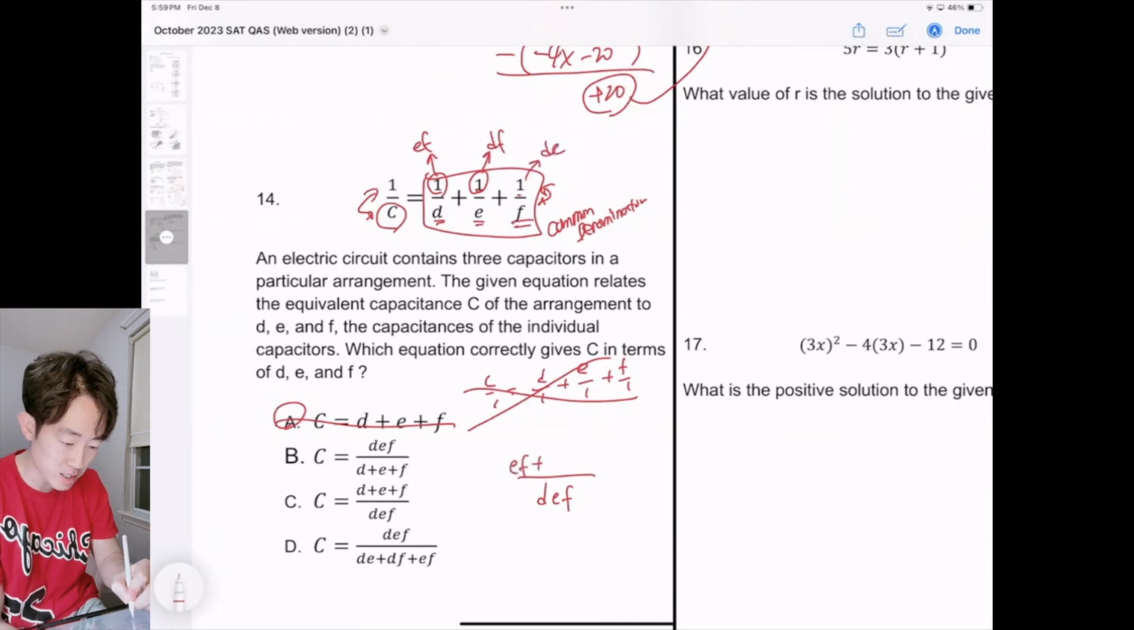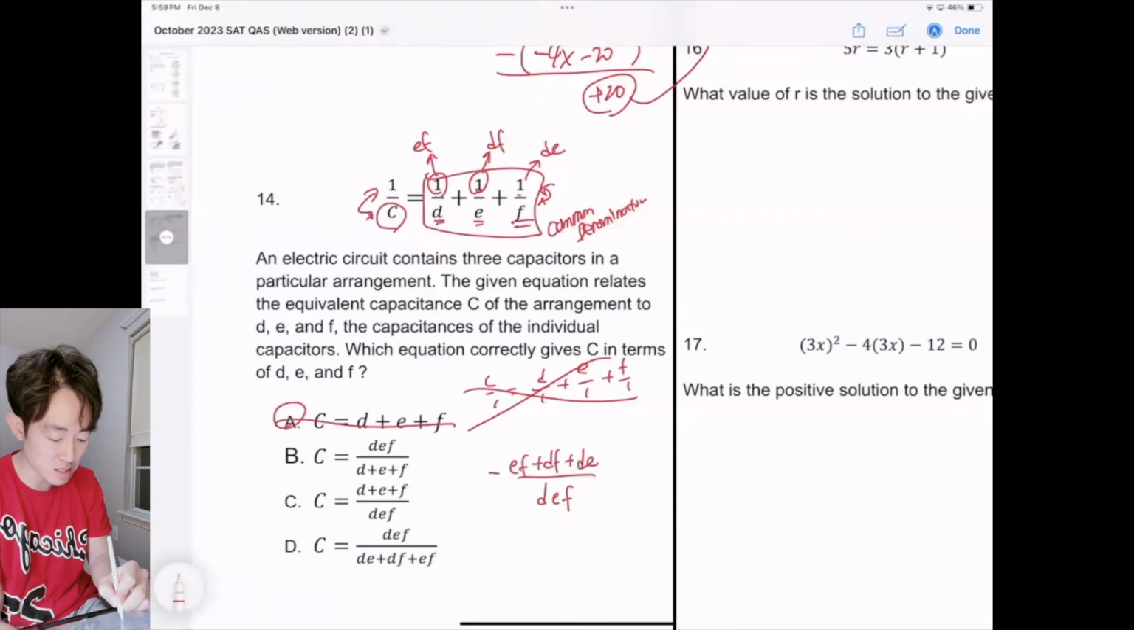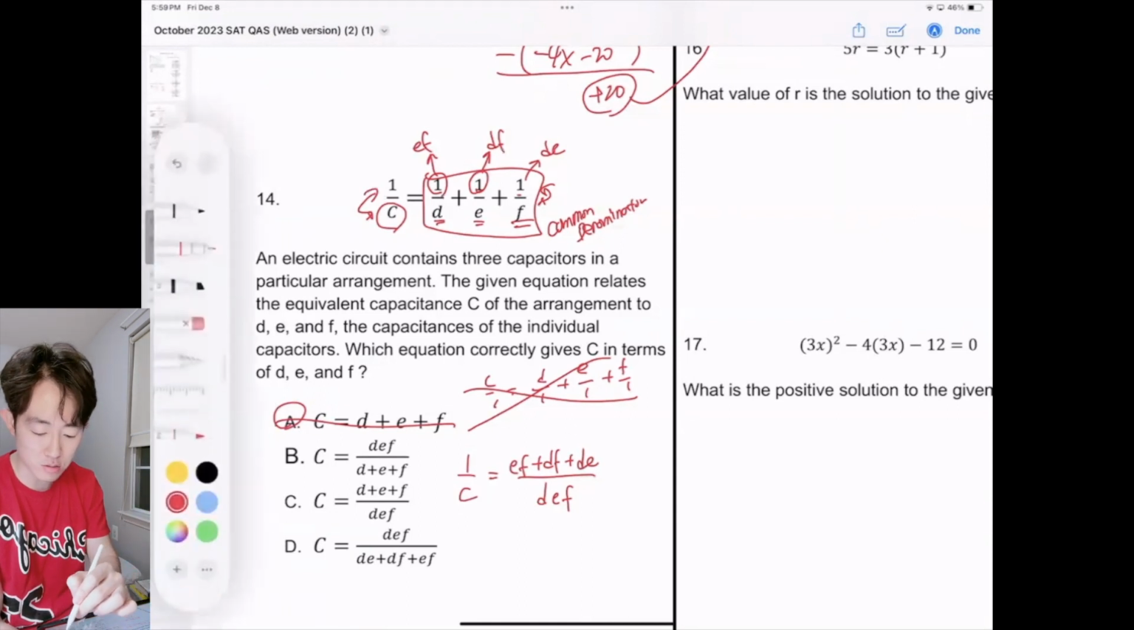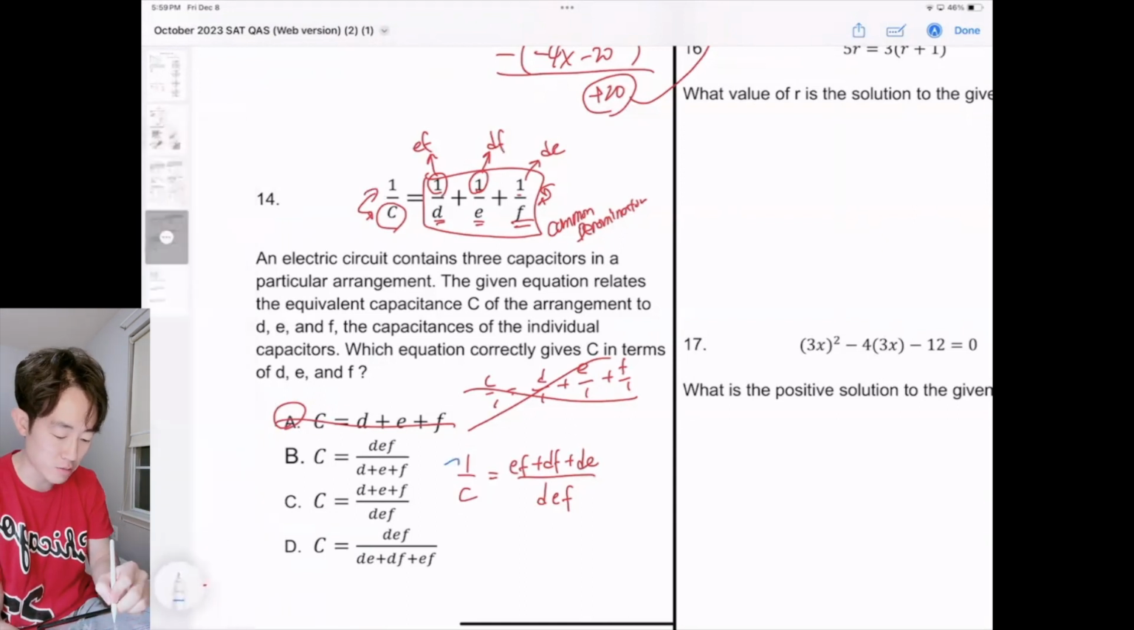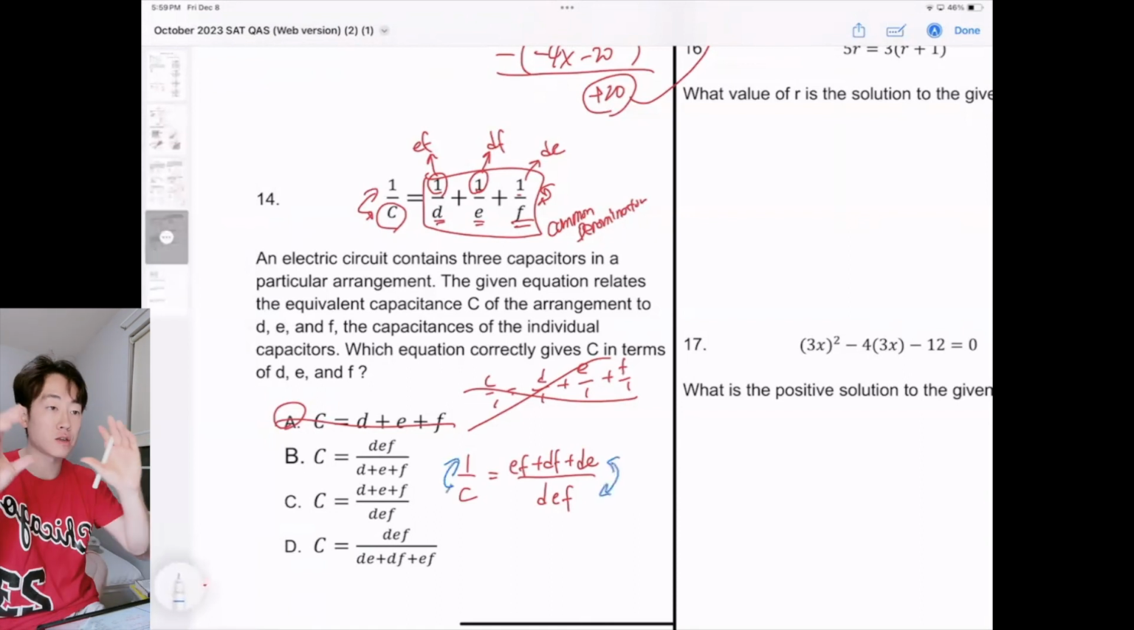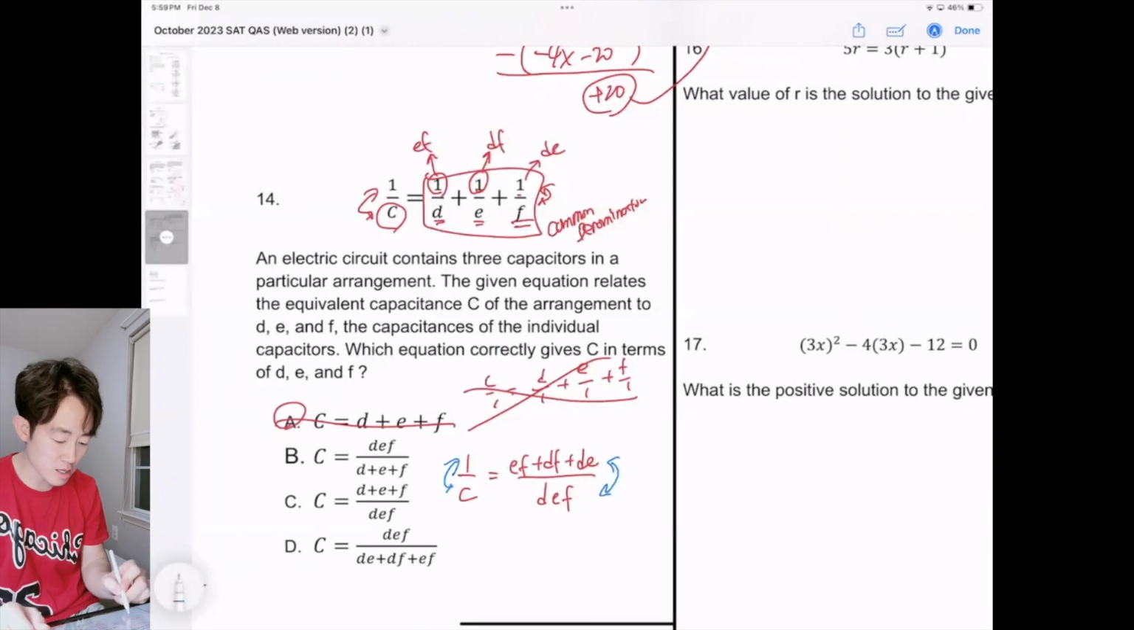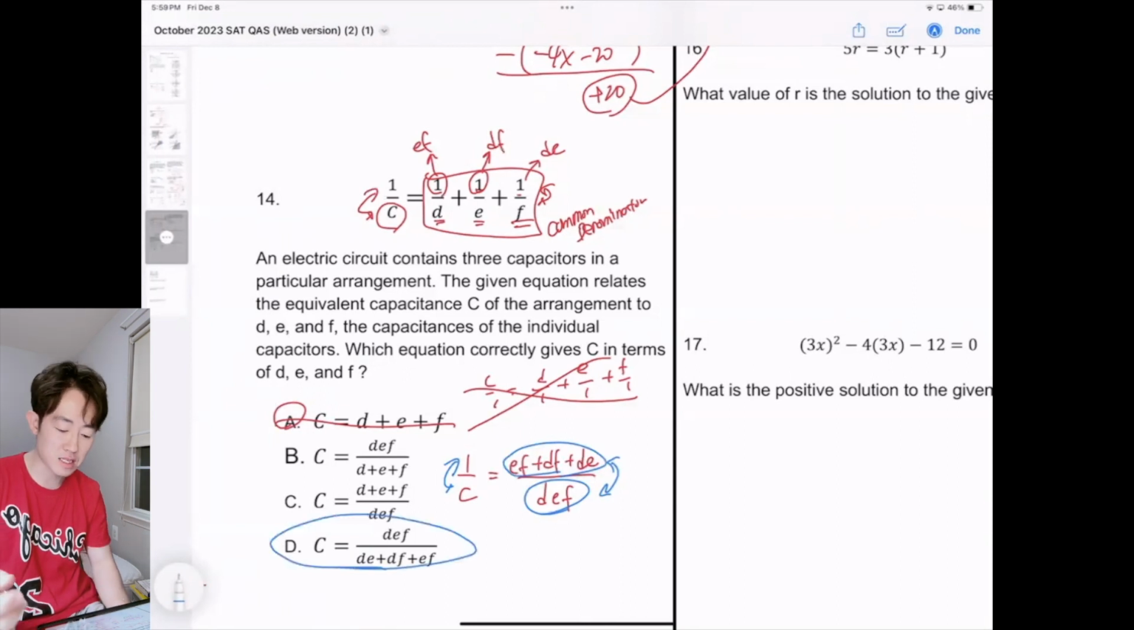So EF plus DF plus DE is equal to 1 over C. And now you can flip top and bottom, or you can cross multiply and divide the other side by whatever. But at this stage, if there's a fraction equal to a fraction, then you can flip those two. So the correct answer here should be DEF over this weird looking thing. So the only answer that gives you that is D.